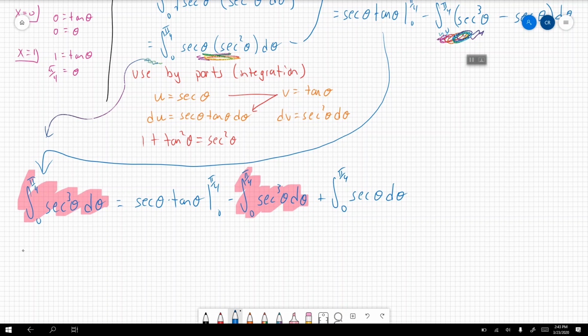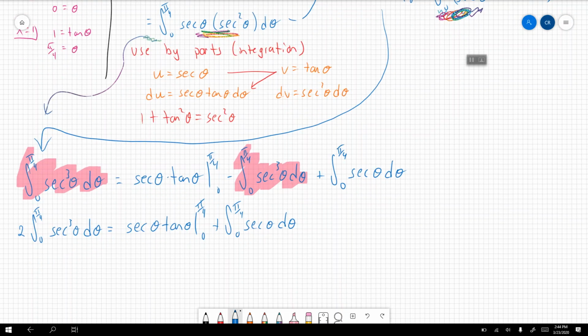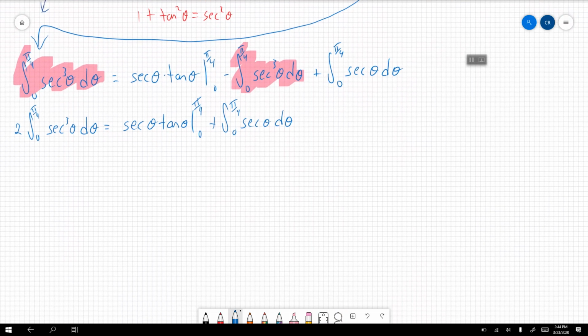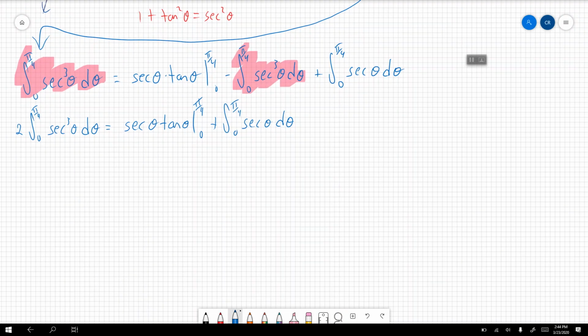In doing so, we are now left with 2 times the integral from 0 to pi fourths of secant cubed theta d theta. And what we have is the right-hand side being equal to this result, the integral from 0 to pi fourths of secant of theta d theta. Look at that. Wow, that is a beautiful result. I know we might have different definitions of beautiful, but that is spectacular right there.